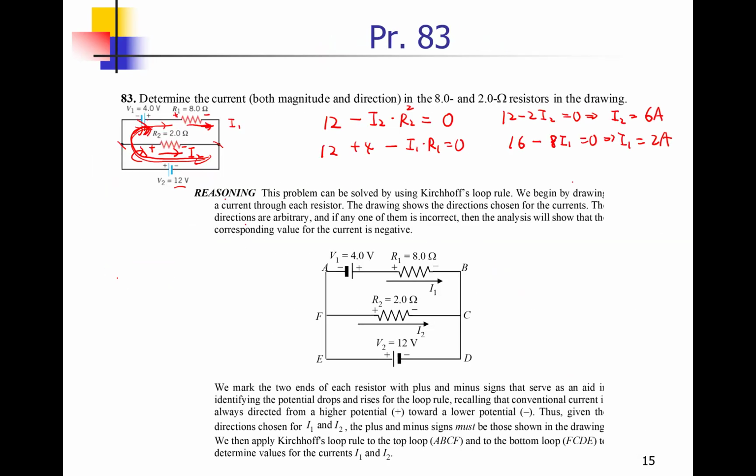I think my way is easier because the smaller loop here is just 12 and this R, and in the big loop here, you have 12 and you have 4. Going from negative to positive is a potential rise, and when the loop goes through positive to negative, it's a potential drop. So this is why you have positive, positive, and negative. Negative means potential drop.